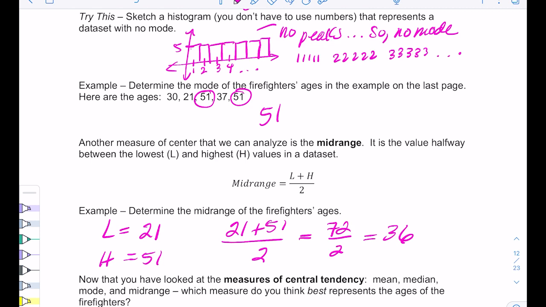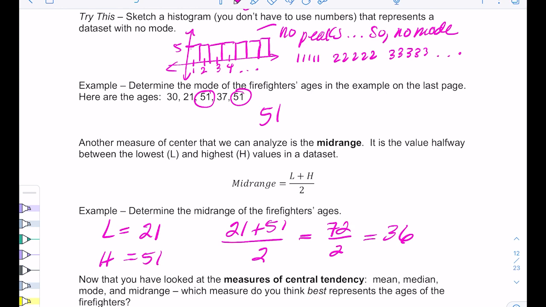So after looking at the measures of central tendency, which measure do you think best represents the ages of the firefighters? We're going to talk more about this later, but which one do you think doesn't represent the firefighters? If you said the mode, I would agree.